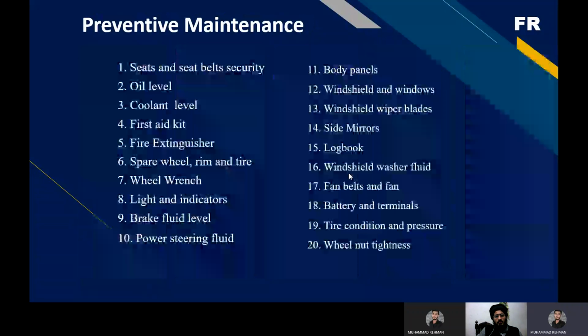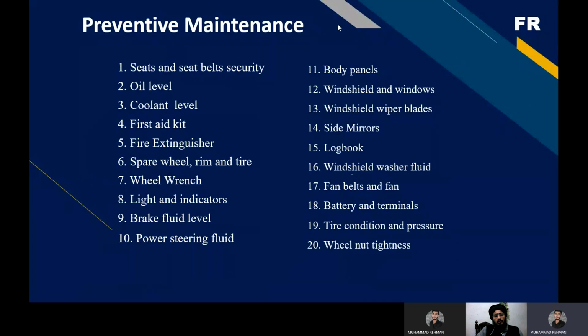Next. Now these are a few points of preventive maintenance. First of all, I have told you that preventive maintenance is a proactive approach. Before any problem comes, you have to first reduce its probability, its chances of coming. So number one is seats and seat belt security. This is basically for the protection of the person who is driving, or the person sitting in the car, so that if any accident occurs, he must be safe.